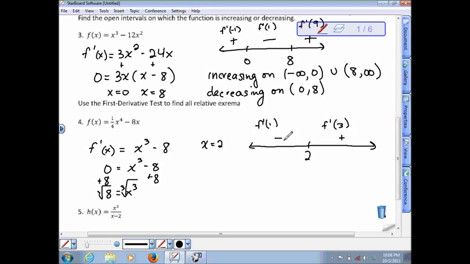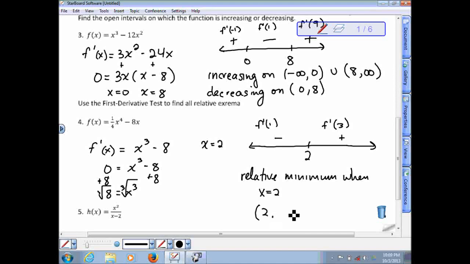Now, how we read this graphically is in this interval the function is decreasing, so it may look something like this, where it's decreasing, but when it reaches x equals 2, then the function starts to increase. Because of that behavior, where it switches from a decreasing to an increasing function, it has to be a relative minimum. So there's a relative minimum when x is equal to 2.